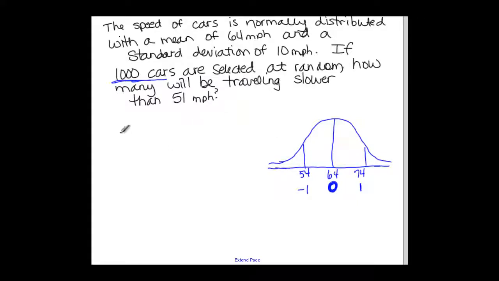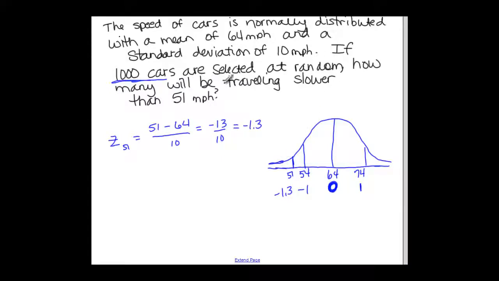We need to find the z-score. So let's find the z-score at 51 miles an hour: the piece of data 51 minus the mean of 64 over the standard deviation of 10. So that would be a negative 13 over 10, or negative 1.3. Do it in the calculator, or just know that when we divide by 10, we move the decimal place to the left one place. So the z-score here for 51 miles an hour would be negative 1.3.